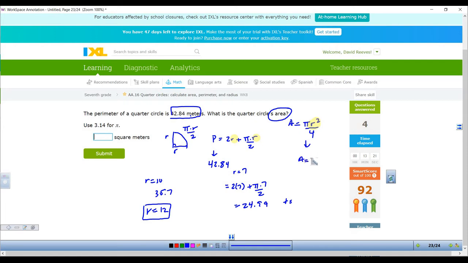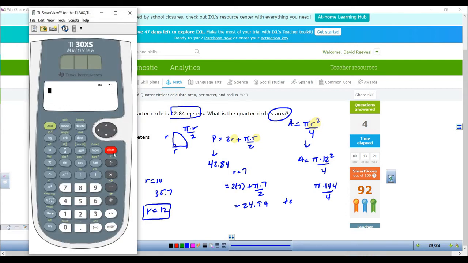The formula for the area of a quarter circle is pi times 12 squared divided by 4. Well, 12 times 12 is 144. So I'm going to do this problem right here. In fact, I'm going to put the whole thing in the calculator just for practice. I'm going to go pi, except remember we're using 3.14 for pi, times 12 squared. There's my squared button, right? And then I want to take that answer and divide it by 4.